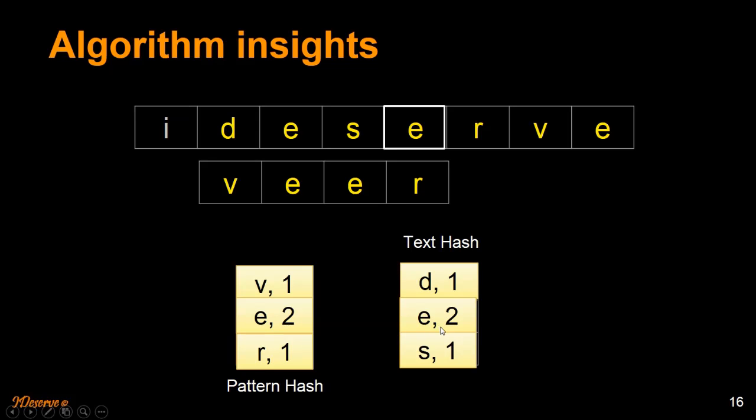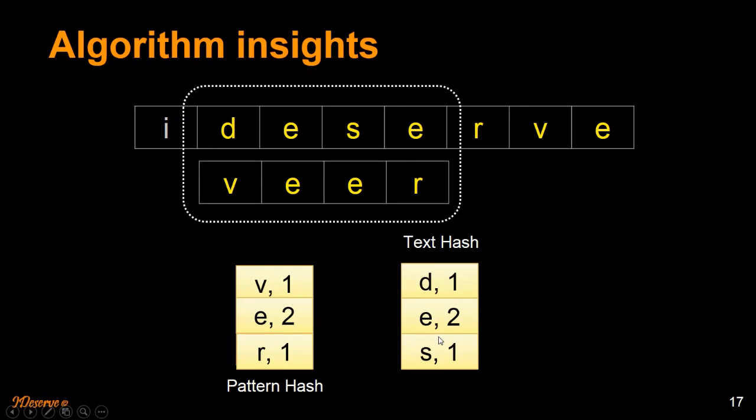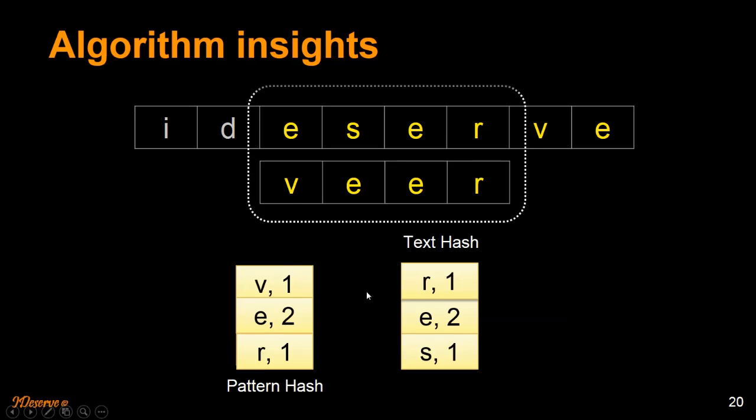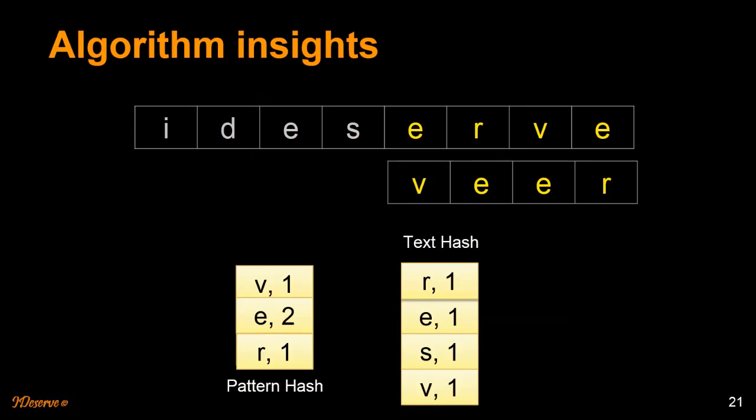We have two e characters in the new substring, which is DESE. Okay, now we have the text and the pattern hash populated. We compare. What do we find? We find that they do not match, right? So we go forward. Again, what we do is we remove the first character of the previous substring, right? We remove D and add the last character of the next substring. We add R. Then we have both the pattern and text hashes. So we compare both of them and we find that they do not match.